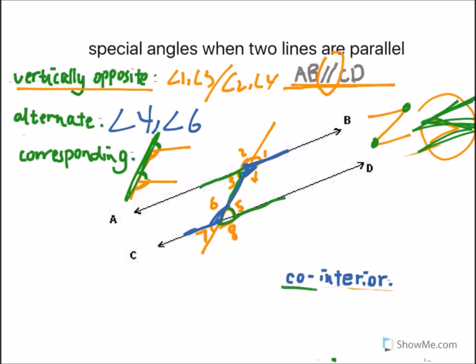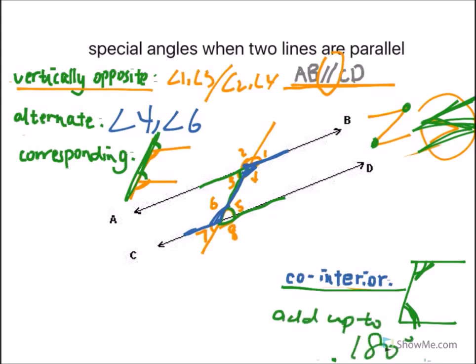Next, the cointerior angles. They are a pair of angles on the same side of the transversal and between the other two lines. So if you zoom in, it will look like this. So those two angles are cointerior angles. They are in between the two parallel lines. And it's important to know that they add up to 180 degrees.